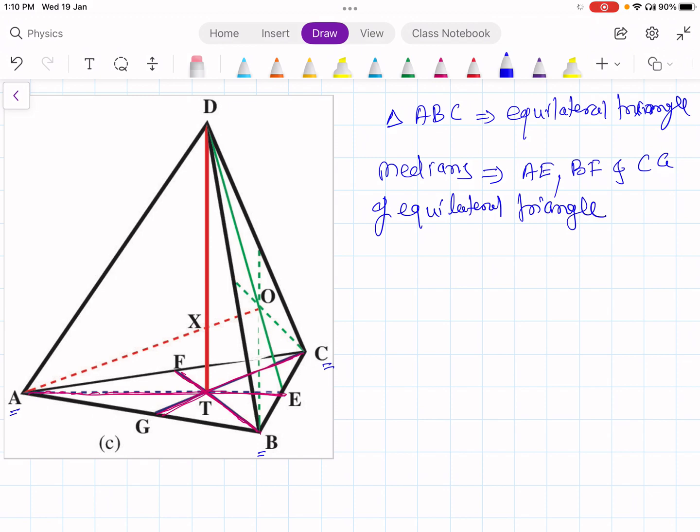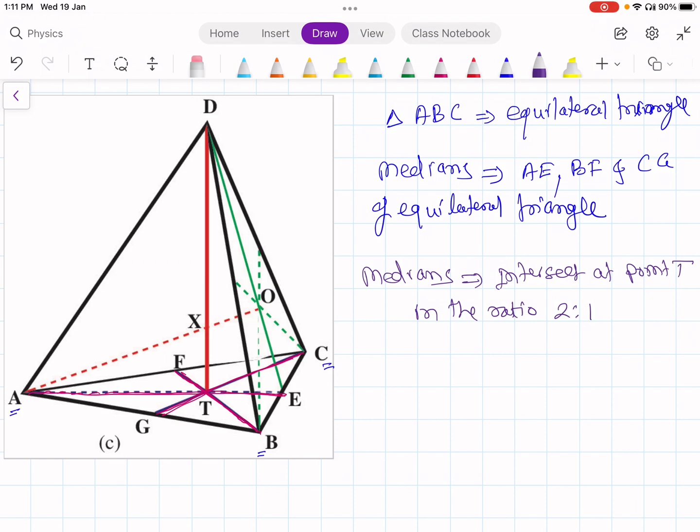And you know the rule that the medians of an equilateral triangle intersect at point T, in the ratio 2:1. This point T is the intersection point, and at that intersection, these medians intersect in the ratio 2:1. Means AT is twice, 2 parts, and TE is 1 part.